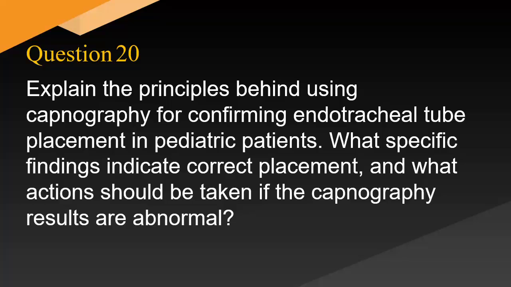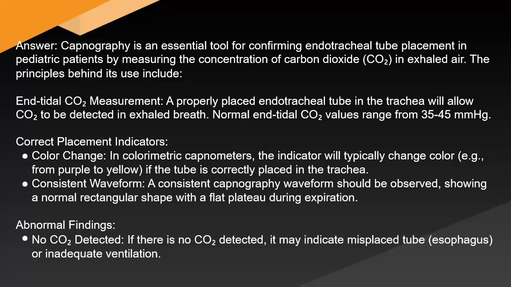Explain the principles behind using capnography for confirming endotracheal tube placement in pediatric patients. What specific findings indicate correct placement, and what actions should be taken if the capnography results are abnormal? Answer: Capnography is an essential tool for confirming endotracheal tube placement in pediatric patients by measuring the concentration of carbon dioxide, CO2, in exhaled air.